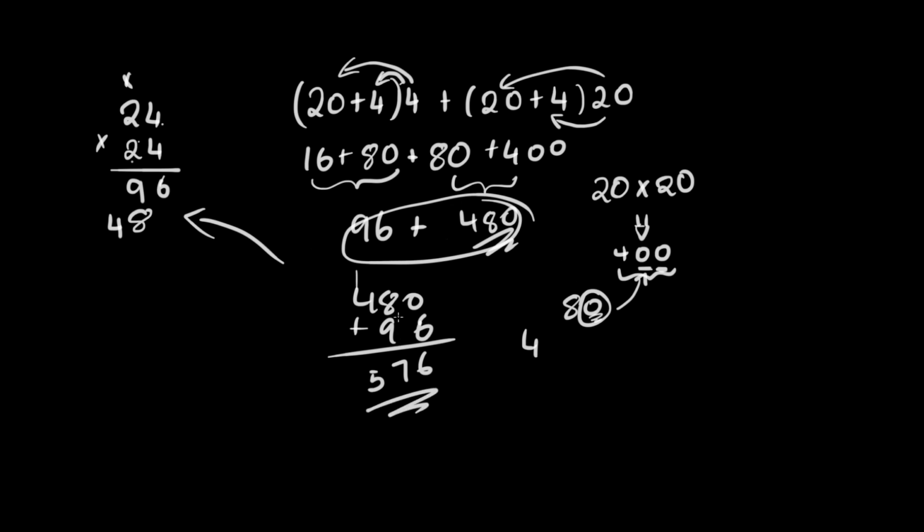I don't think there's a distributive property here, but think like this: 400 plus 80 plus 90 plus 6. Try explaining with this. Because I told you about the distributive property and its elegance, try finding the elegance here too. All right? So I get 576. Cool. So this is pretty much how this algorithm works.